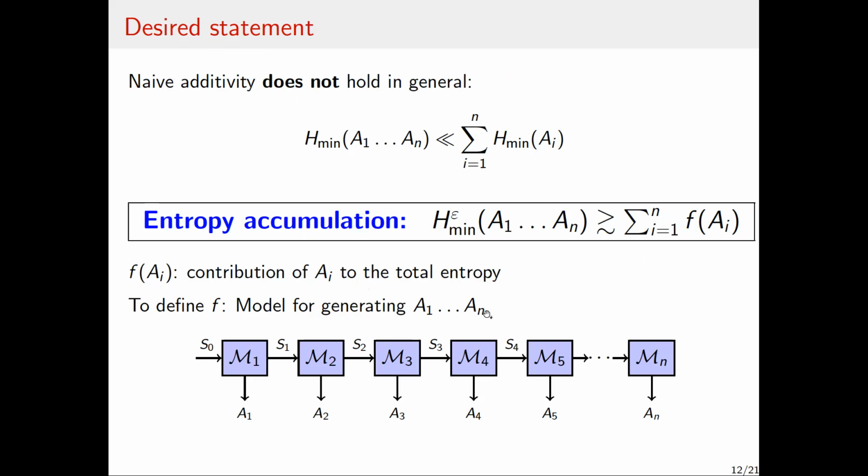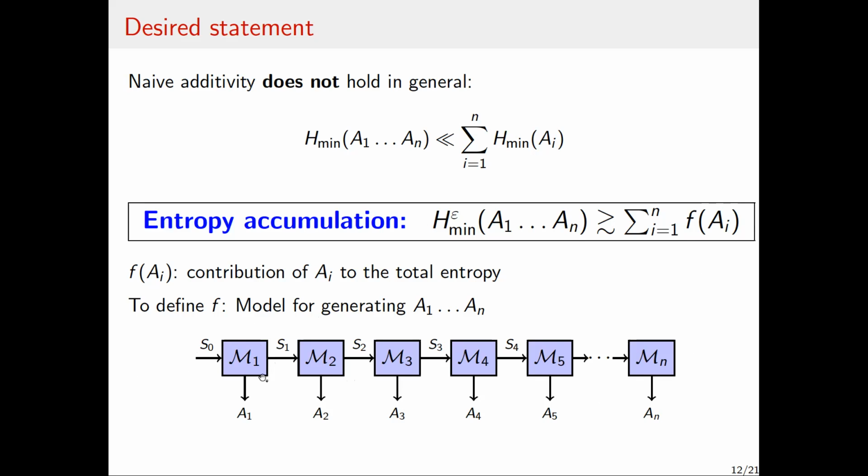Okay, so as I said, I will define a general model for generating these systems A1 to AN. My functions now, the contributions of the parts, will depend on this specific model. The way I will do this is that I will assume that my process is generated in this way. So I have these maps.